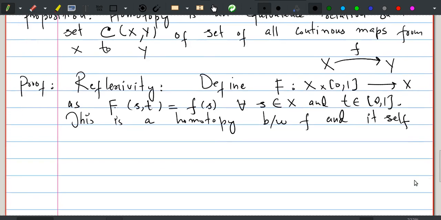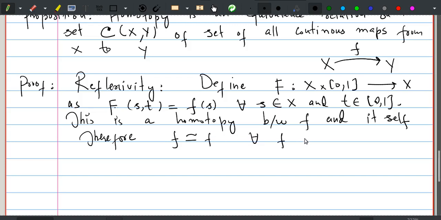Therefore f is homotopic to f for all f in C(X,Y).